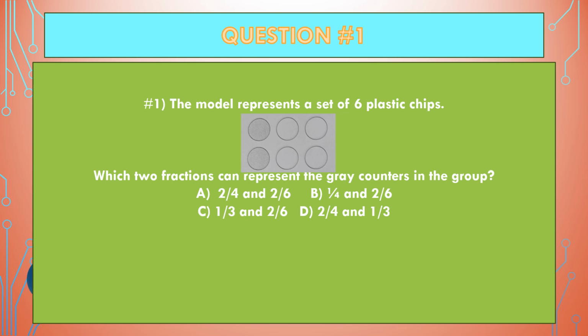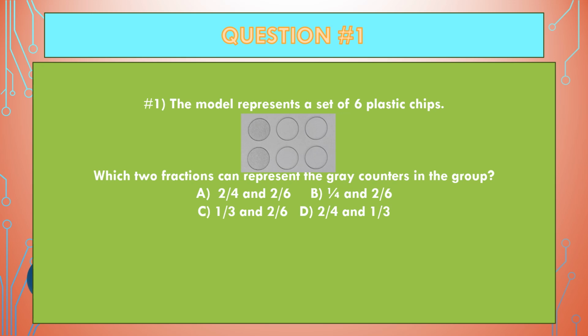All right, let's go ahead and solve this problem. So it says the model represents a set of 6 plastic chips, which two fractions can represent the gray counters in the group. So you might be saying, Ms. Jones, I only see one fraction. There are two, and I'll show you.